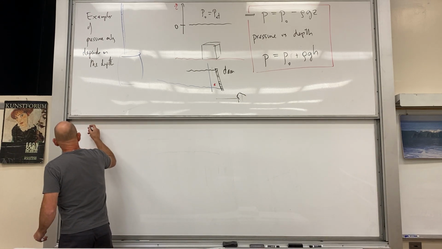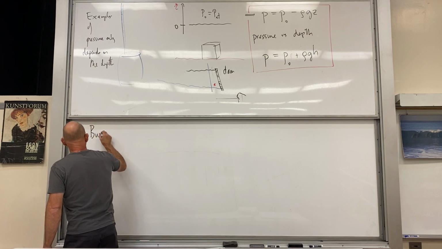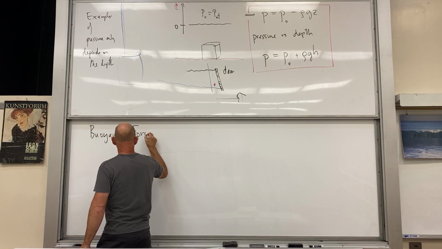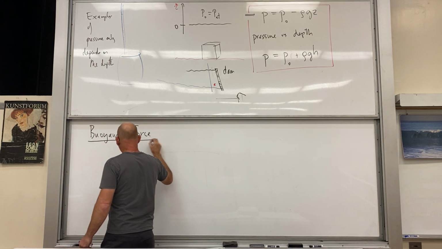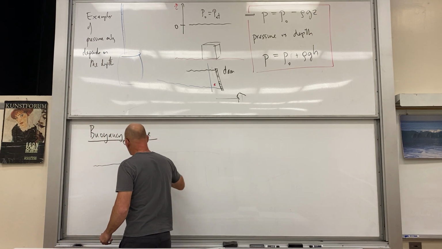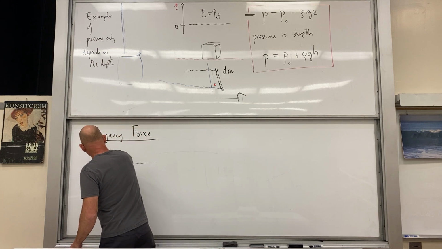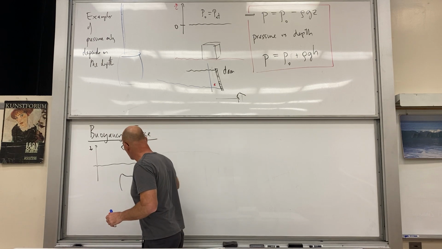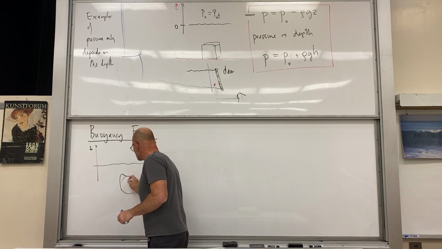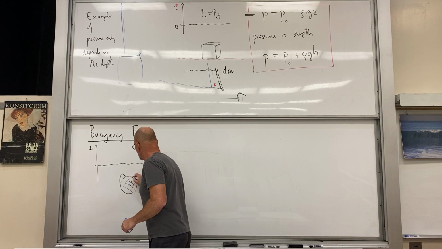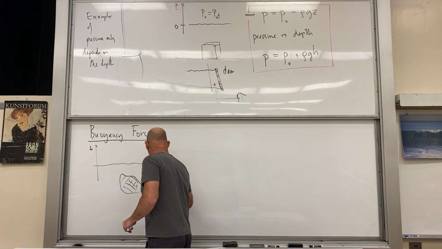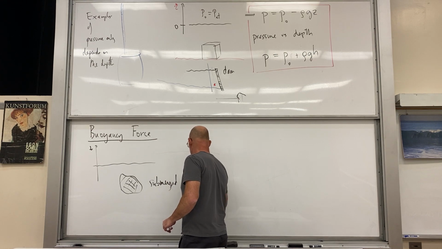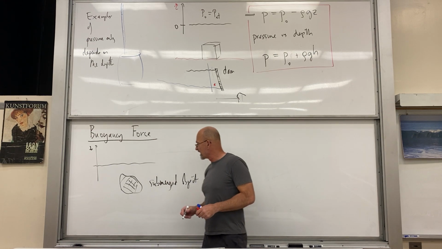So, buoyancy force. And this time, here's our z-axis, here's our body of water, and we have some object in here of arbitrary shape, a submerged object. So what do we have to know about this?